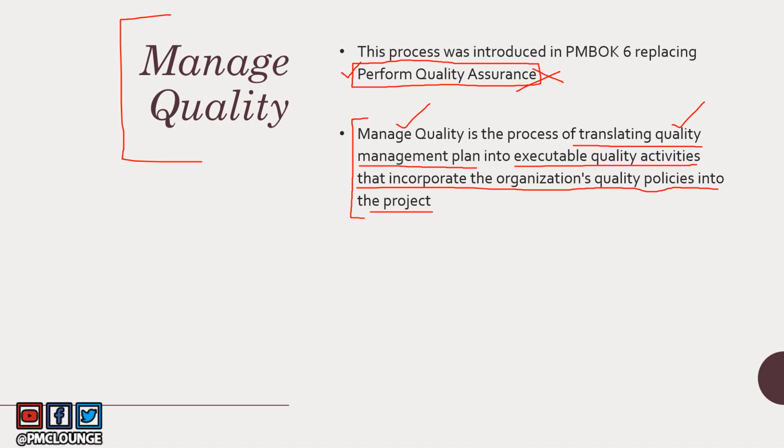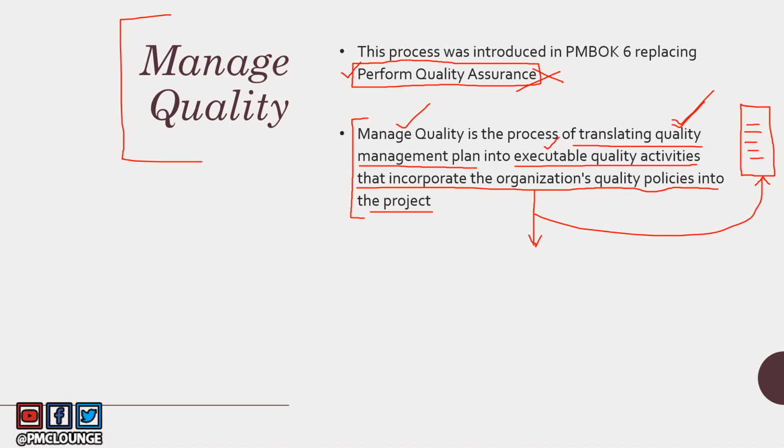You may have a certain quality management plan with you as an output of your previous process. How do you turn that into executable quality activities? So you will come up with, let's say, 5 activities which are required. These are executable activities which are required to meet the requirements mentioned in the quality management plan. But not just that, you need to also make sure that this list also respects and follows and is incorporated with the organization's quality policies into the project.